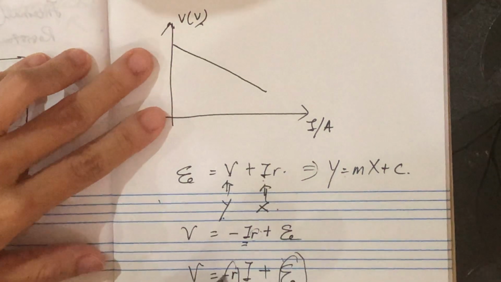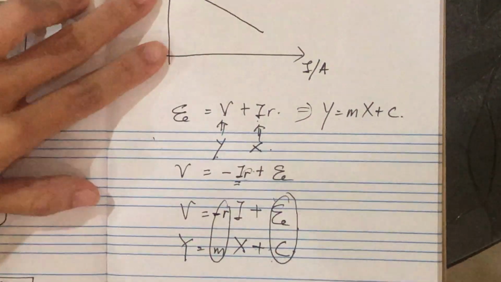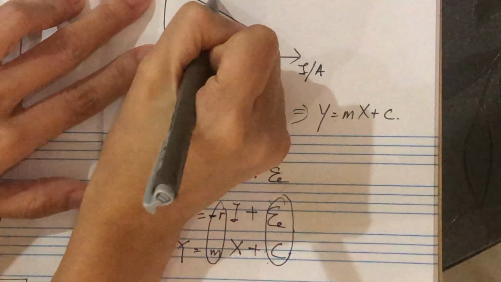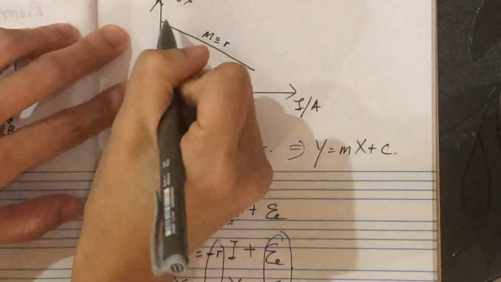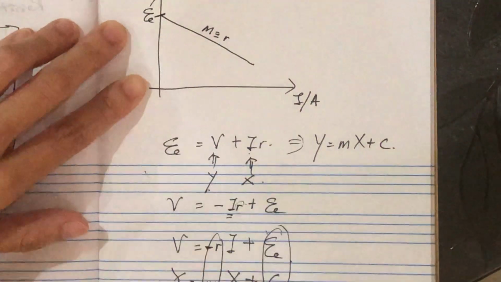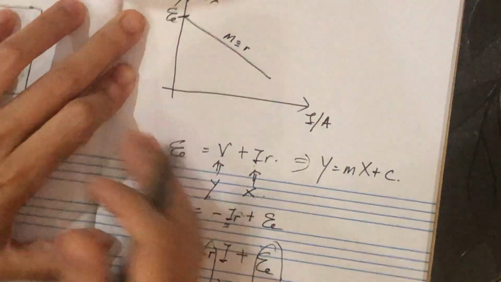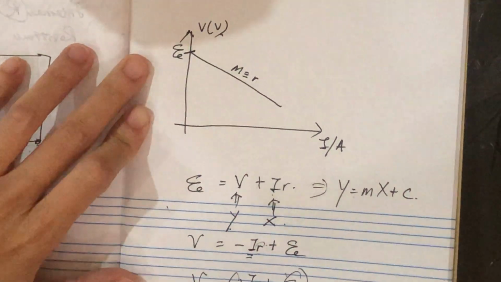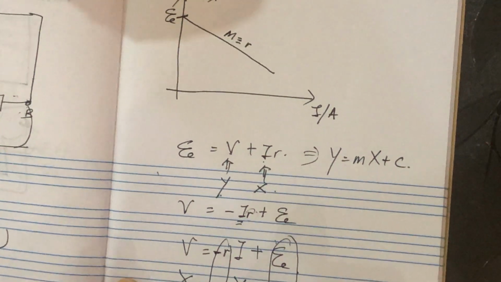Okay, because this is a negative value. See that? Negative value, so your gradient will be negative. It means that the gradient represents the internal resistance and the y-intercept is actually the electromotive force. I would say that this is the hardest part of chapter 2, which is very easy, right? I think you guys can easily catch up and understand this.